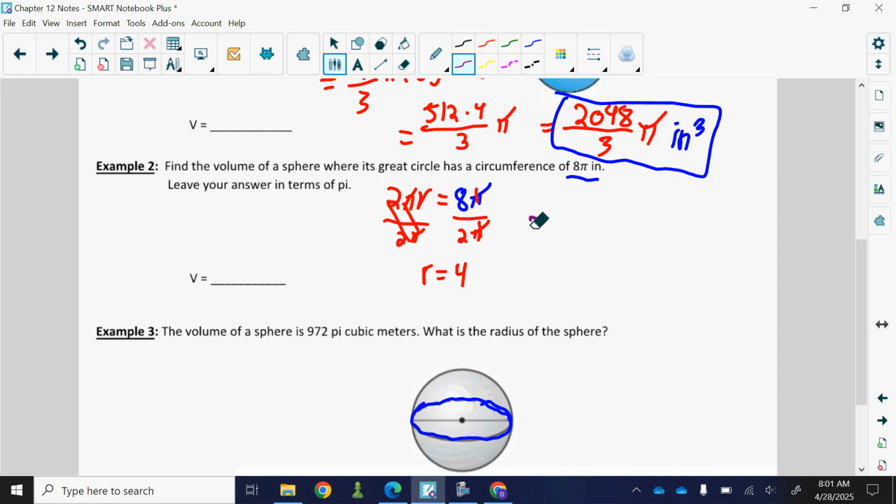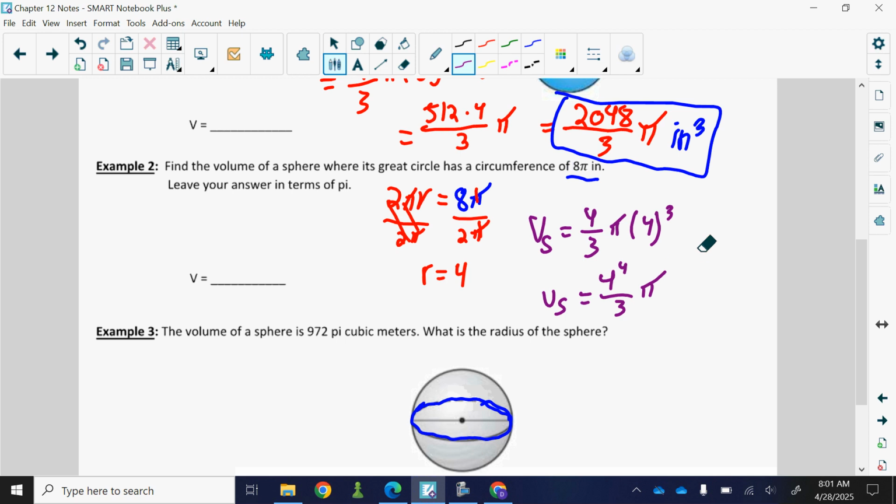So then the volume of our sphere is 4 over 3 pi r cubed. In this case, r is 4. And then again from there, okay, it's 4 cubed times 4 over 3 pi.